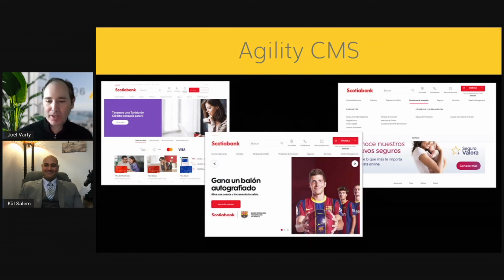Just a little bit more about Agility CMS. One of our customers, Scotiabank, has definitely, I think, over the past few years in their expansion into Latin America, with some of the websites that Agility hosts the content for, we've certainly seen a lot of the same kind of things happen with them in terms of that financial institution.